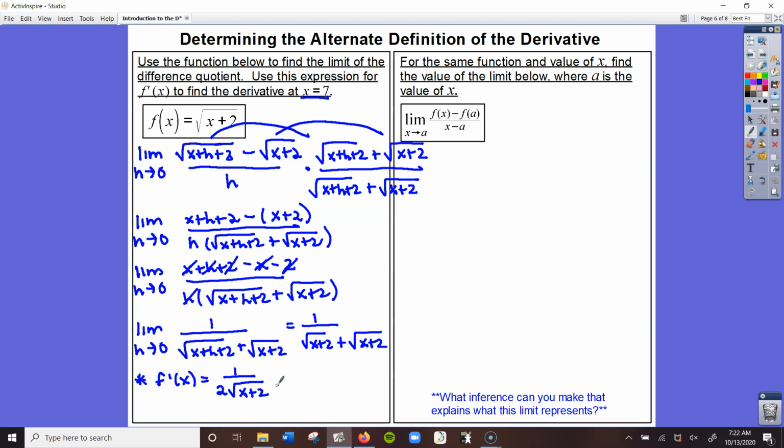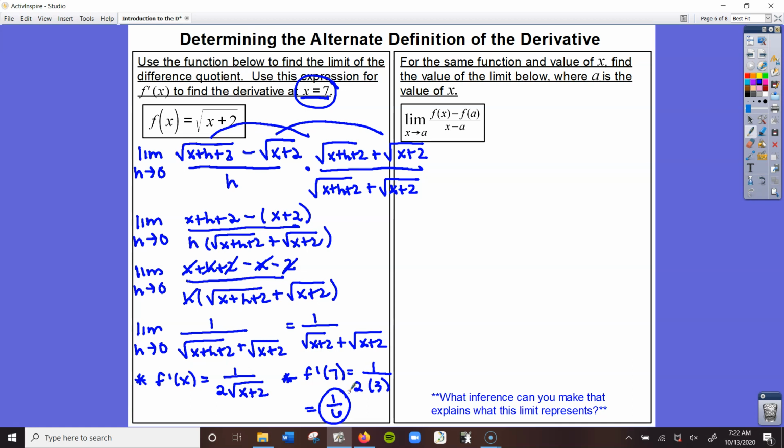I am now ready to plug in x is equal to 7 since I have the derivative. So f prime of 7 is going to equal 1 over 2, and then the square root of 7 plus 2 is the square root of 9, which is 3. So 1 over 2 times 3 leaves me with my final answer of 1 over 6.